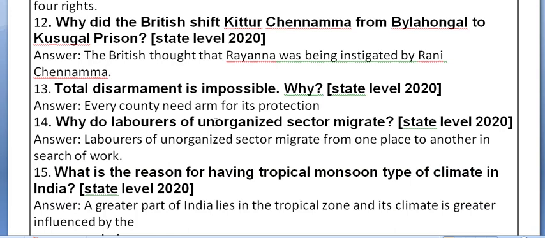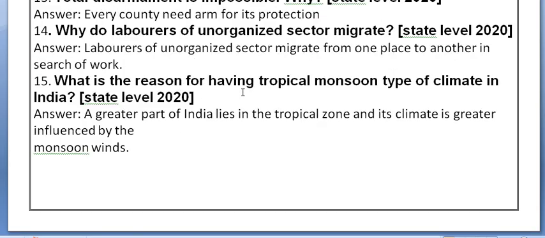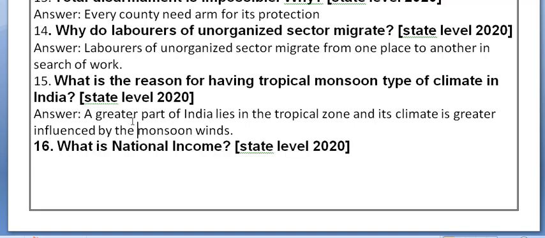Every country needs arms for its protection. Why do laborers of the unorganized sector migrate? Laborers of the unorganized sector migrate from one place to another in search of work. What is the reason for having tropical monsoon type of climate in India? A greater part of India lies in the tropical zone and its climate is greatly influenced by the monsoon winds.